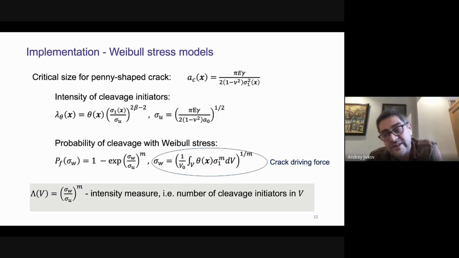So our crack driving force is not the J integral, it is the Weibull stress, which is given by this integral here: the thinning function, sigma 1 to the power of m, integral, and the entire story to the power of 1 over m. And I just want to mention here that the intensity measure in this case is sigma w over sigma u to the power of m. So this is the correspondence to the mathematical part. And actually this intensity measure is giving you the number of cleavage initiators in the volume V. That is what the mathematics tells you.